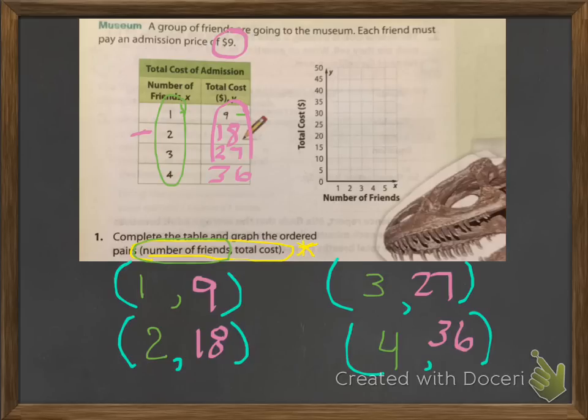Now you're going to plot these on the graph. The first one is going to be over 1, up 9, so it's about right here. It's hard for me to get it on there correctly. The next one is over 2, up to 18, so it's about right there. The next one is over 3, up to 27, which is probably good right there. I just can't get the stylus to work better. And then over 4, up to 36, which would be right here.